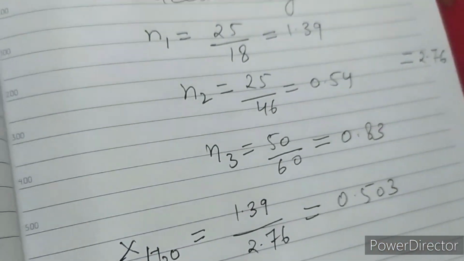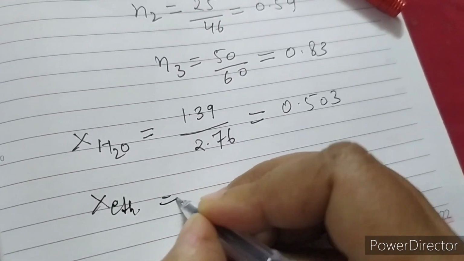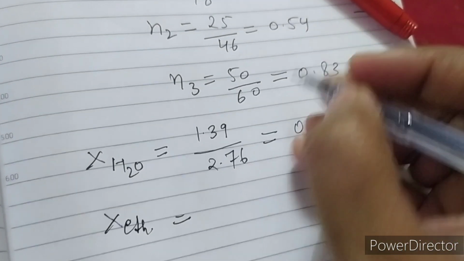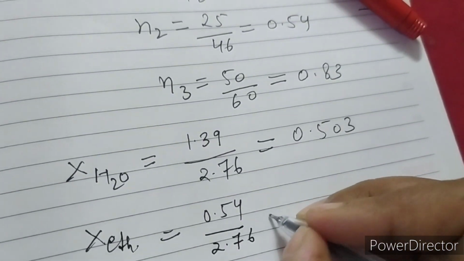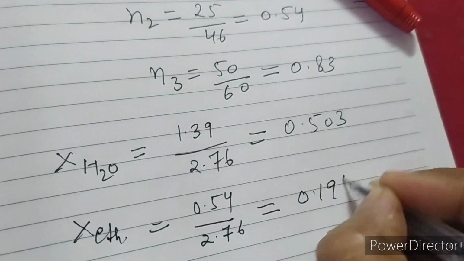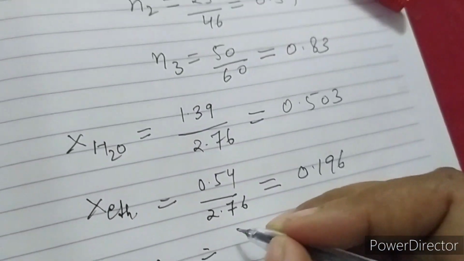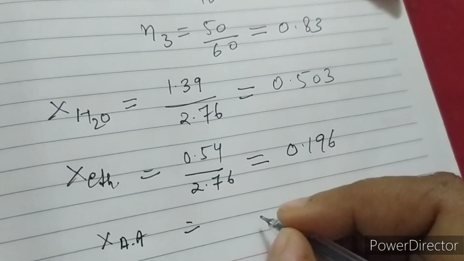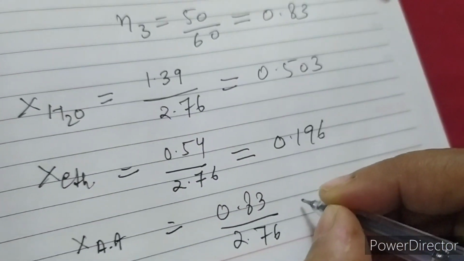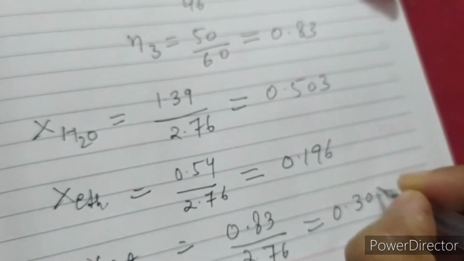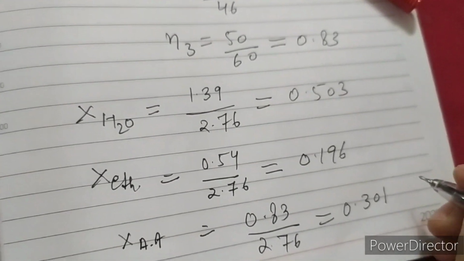Similarly, we can calculate the mole fraction of ethanol. Number of moles is 0.54, so 0.54 divided by total number of moles, that is 2.76. This will come out to be 0.196. And next is of acetic acid. Number of moles of acetic acid is 0.83, so 0.83 divided by total number of moles, that is 2.76, that will come out to be 0.301. And if you add all the three, you will get the answer as 1. That means that the answers are correct.